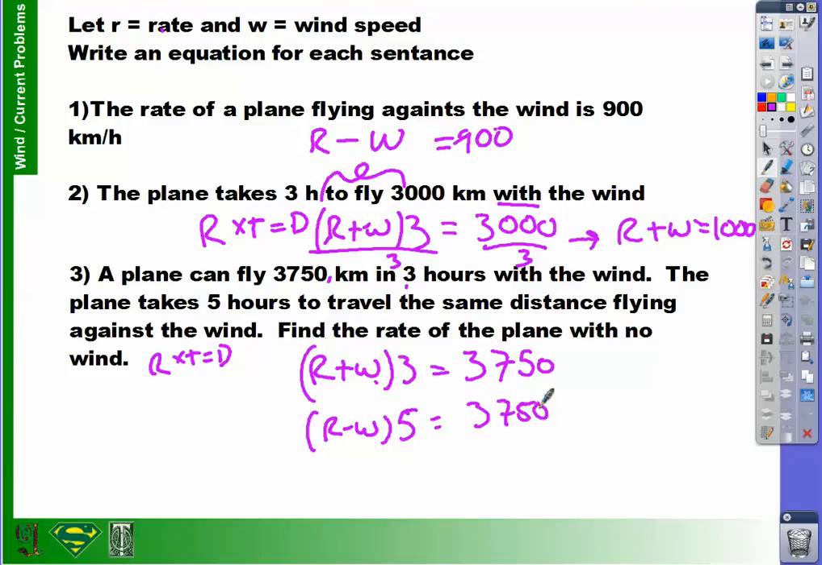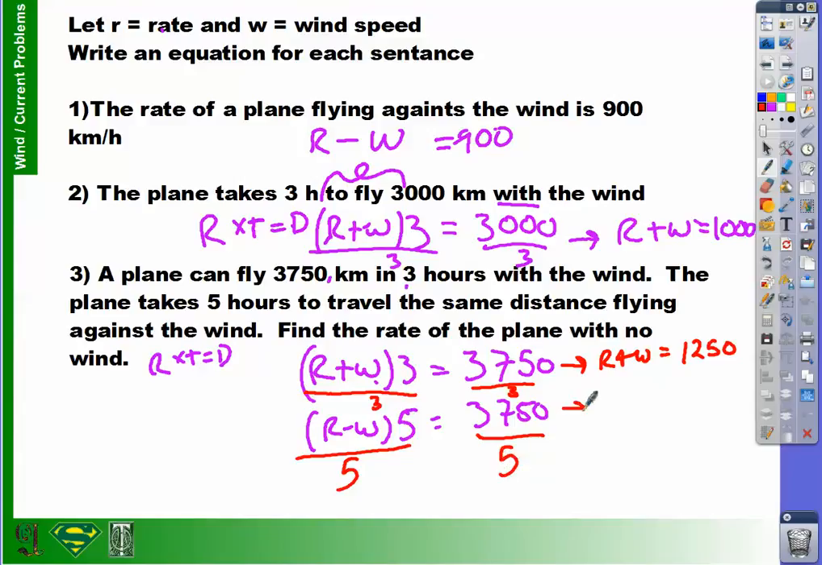So let's go ahead and solve this. First thing I'm going to do is divide this side by 3. So my equivalent expression is going to be r plus w is equal to 1,250. Likewise, I'm going to simplify by dividing by 5, divide by 5, and I get r minus w is equal to 750.